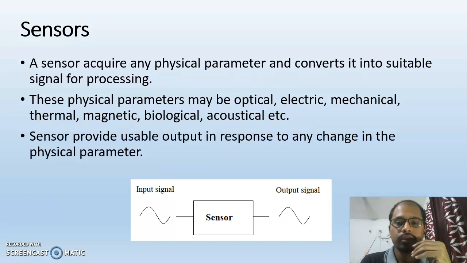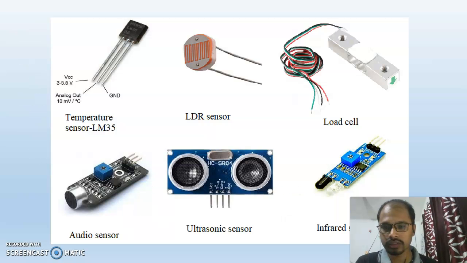So these physical parameters may be the optical parameter, electrical parameter or mechanical, or there may be a thermal parameter, magnetic, biological or acoustical parameters. Any of these physical parameters, the sensors can measure, and these sensors provide the usable output in response to any change in the physical parameters. So the input signal to the sensor may be any physical parameter out of these, and there is a system that converts that parameter into the useful or measurable output. So this is the simple definition of sensors.